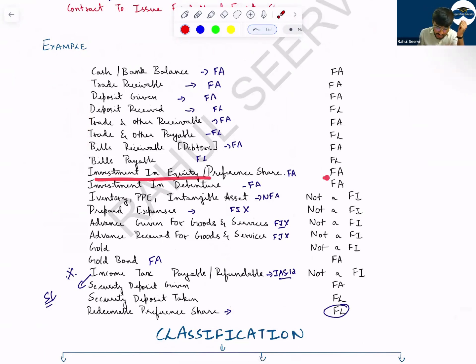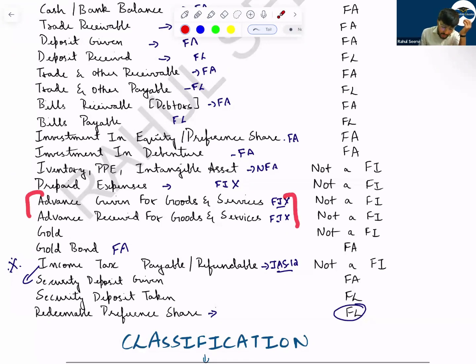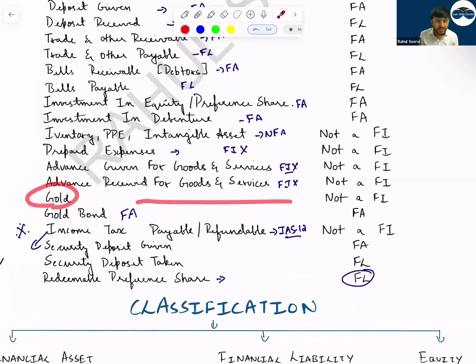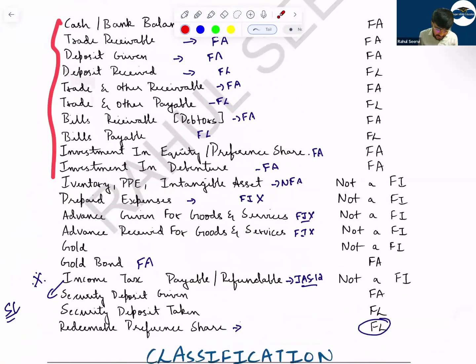Then investment in equity also is a financial asset. Then I mentioned inventory, PPE, intangible assets. It's not a financial instrument. Then we discussed, these are the topics important for your MCQ. Advance given for goods or services or advance received for goods or services are not your financial instrument. We have done the detailed discussion in the class. Then gold also, it's not a financial instrument because it is not a liability or equity to someone. Gold bond, it will be. Then income tax refund or payable will not be a financial instrument. So with this, we had seen what are the examples of financial asset, financial liability, etc.